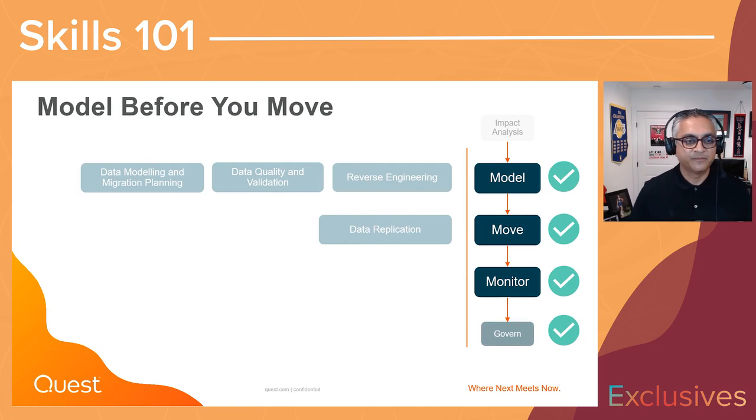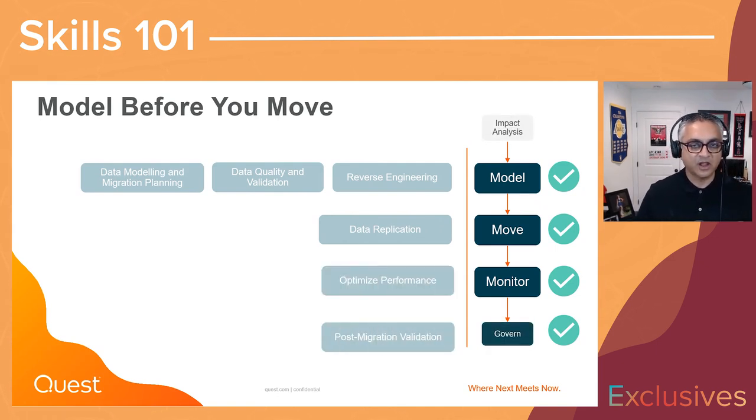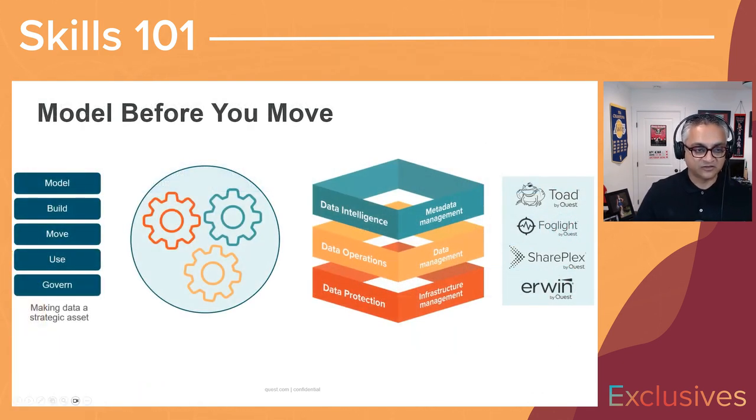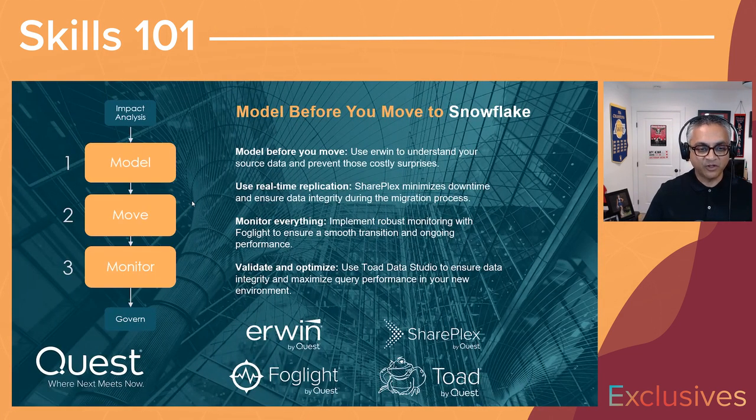So let's bring it all together. We've walked through a complete data migration, and here are the key takeaways. Using tools like Irwin to understand your source data and prevent those costly surprises. Solutions like Shareplex minimize downtime and ensure data integrity through the entire migration process. And implementing robust observability tools such as Foglight ensures a smooth transition and continuous ongoing performance. And using tools like Toad Data Studio ensures data integrity, and it also allows you to maximize your query performance in your new environment.